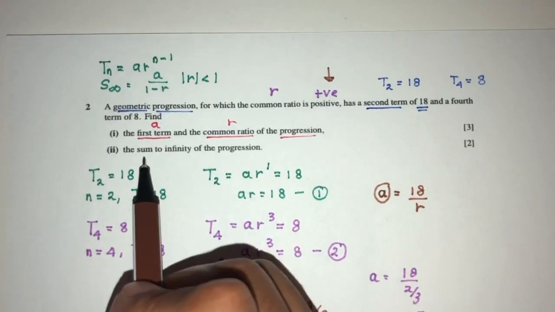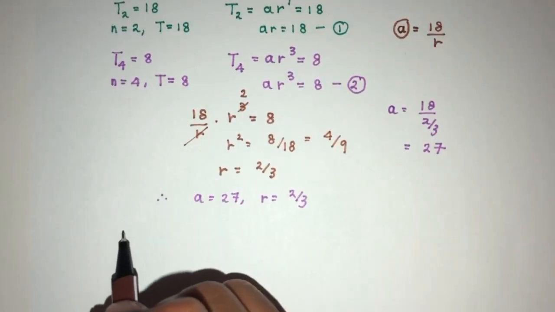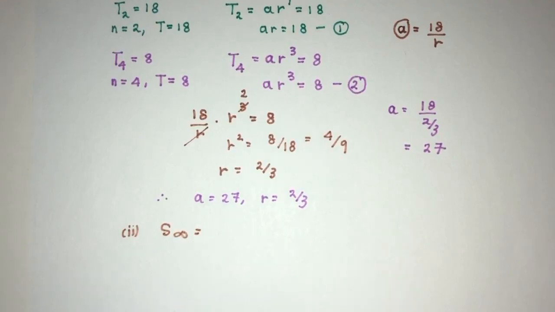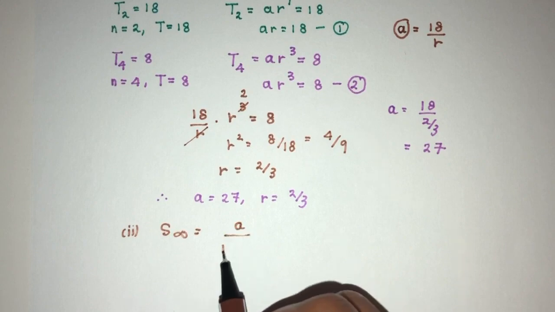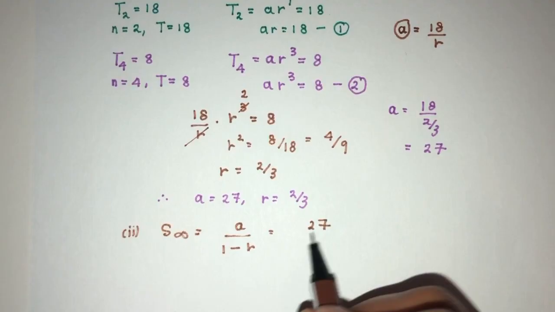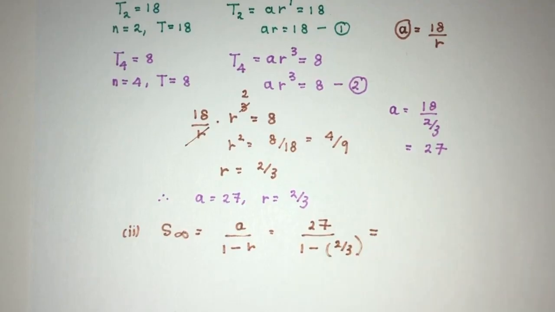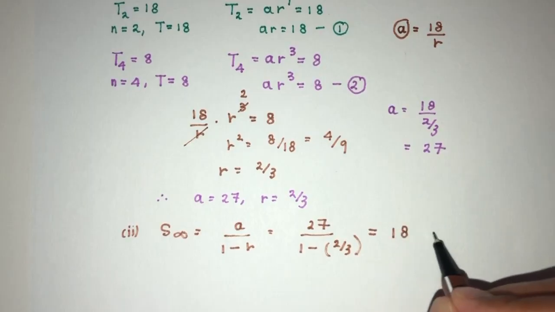Now for part 2, we have to find the sum to infinity of the progression. Now let's move on. So part 2 of the question, sum to infinity is what? Okay, let's think. That will be simply given by the formula we have, which is A over 1 minus R. A was found to be 27, divided by 1 minus R, where R is 2 over 3. Let's see, what do we get? 27 divided by 1 minus 2 over 3. That will be 18 as your value for the sum to infinity.